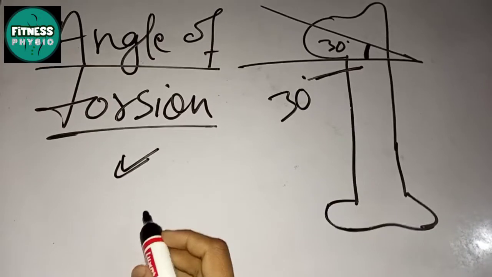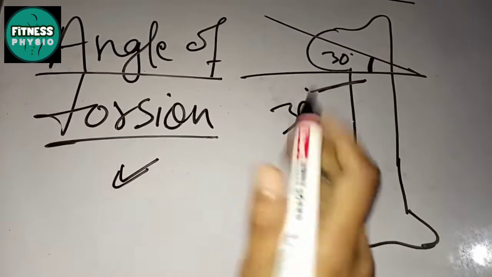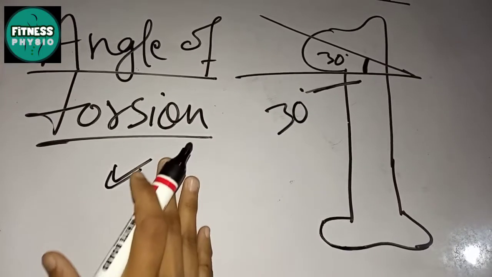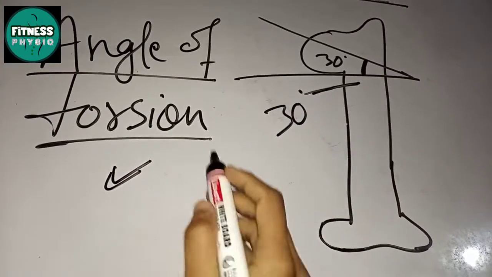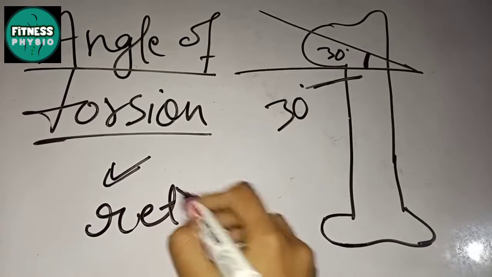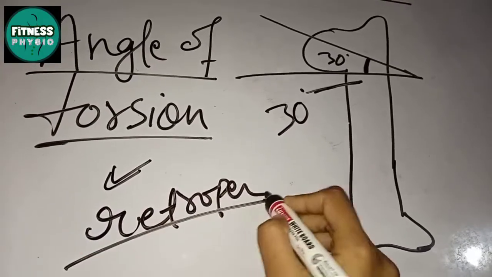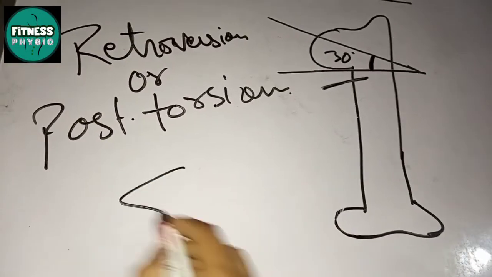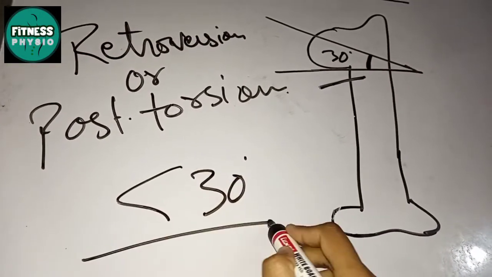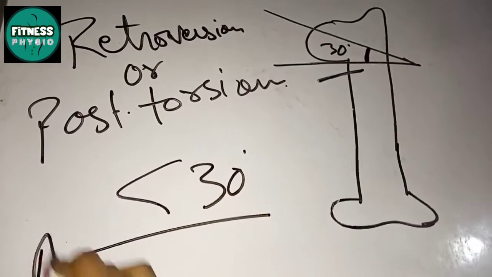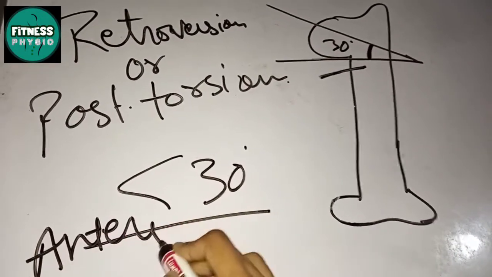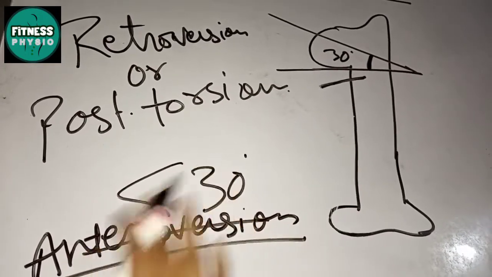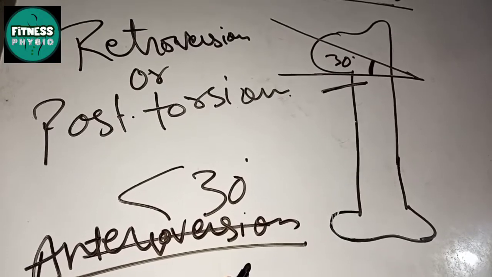If you remember, I have already told you that the head of the humerus is slightly posterior. So the angle of torsion is also termed retroversion or posterior torsion of the humerus. What will happen if this angle decreases? There will be anterior version of the humerus. If this angle is decreasing, it is anterior version.